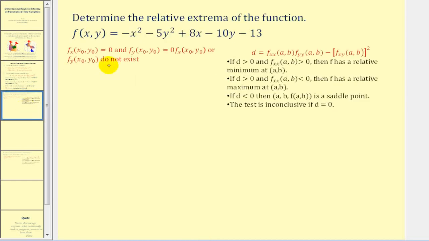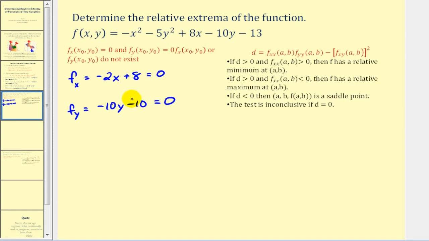Okay, so our first step is to determine when the first order partials are equal to 0 or do not exist. So if this is our function, the first order partial with respect to x would be equal to negative 2x. This would be 0, this would be 8. This would be 0, and this would be 0. So we want to know when negative 2x plus 8 would equal 0. And we also want to know when the first order partial with respect to y is equal to 0. So this would give us negative 10y minus 10 equals 0.